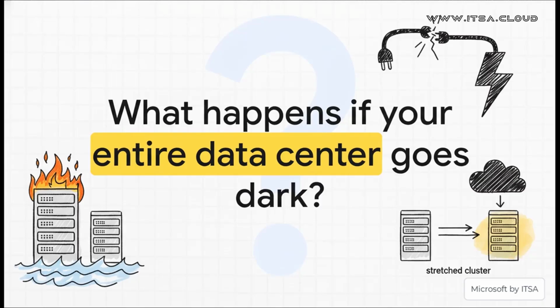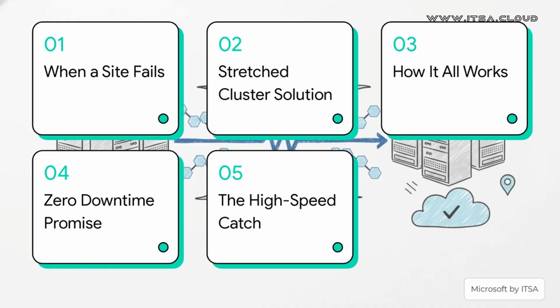What happens if the whole building goes offline? We're not talking about a simple hardware failure. We're talking about a fire, a flood, a massive power grid failure, something that takes your entire site out. What's the plan then? All right, so here's how we're going to break this down.